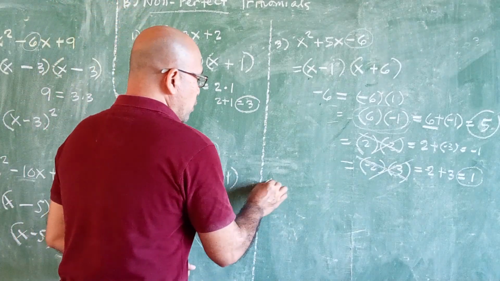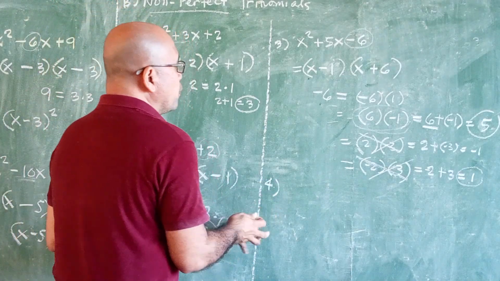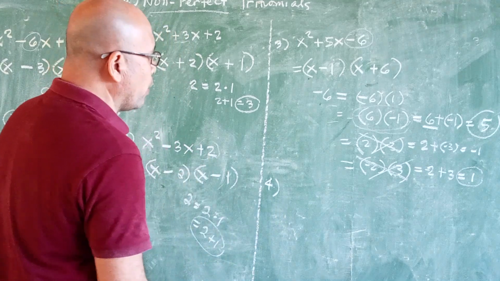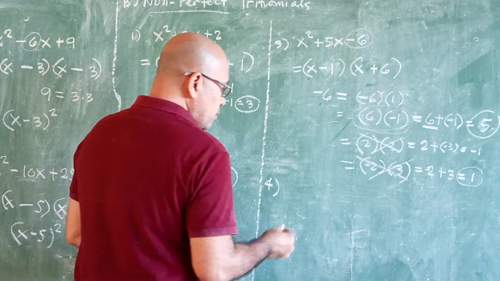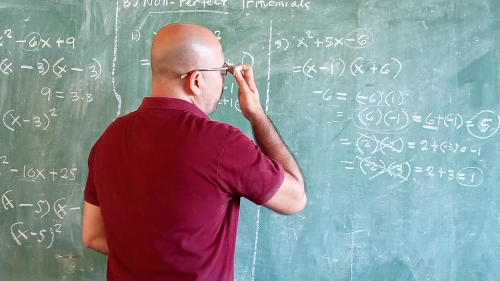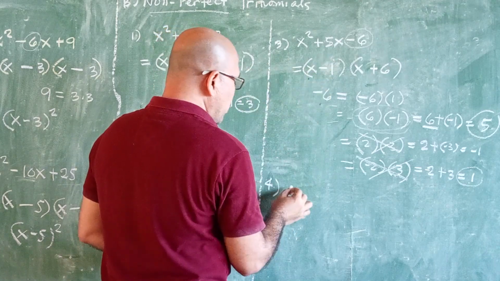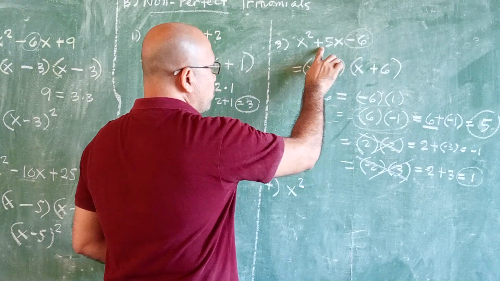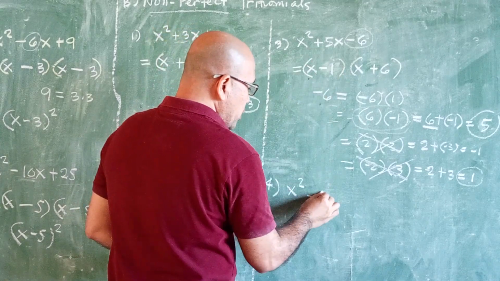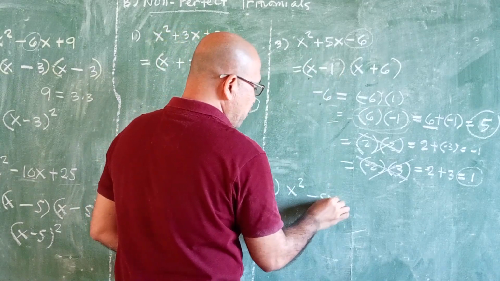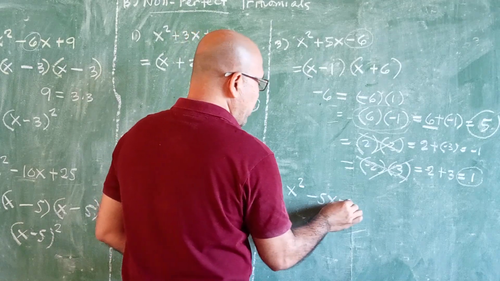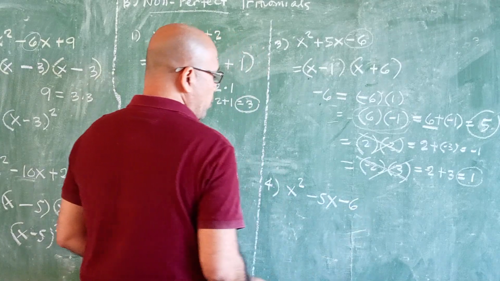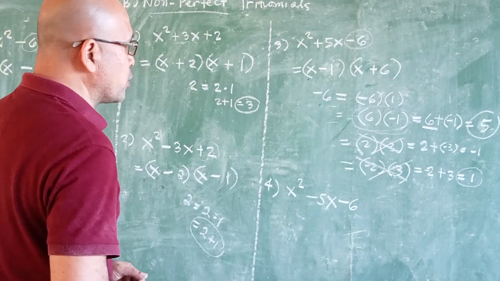You need one more? Okay, how about one more example for this non-perfect square trinomial? And supposedly we use the same given x squared, but this time instead of plus, we change that one into minus 5x and minus 6. What will be the result? That will be a question.